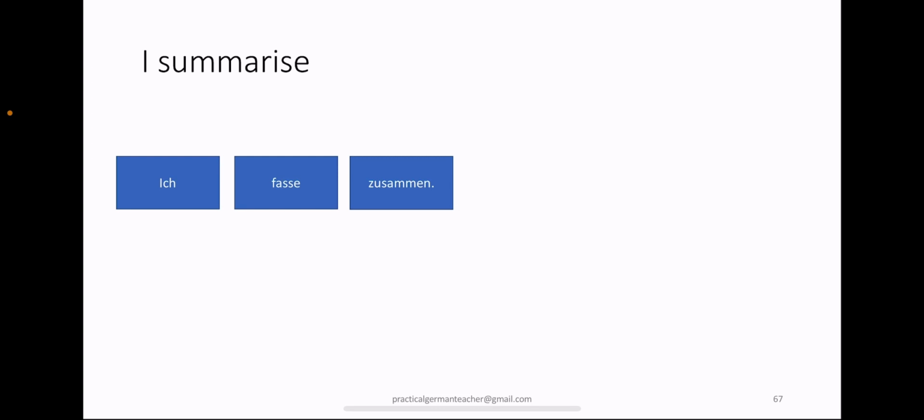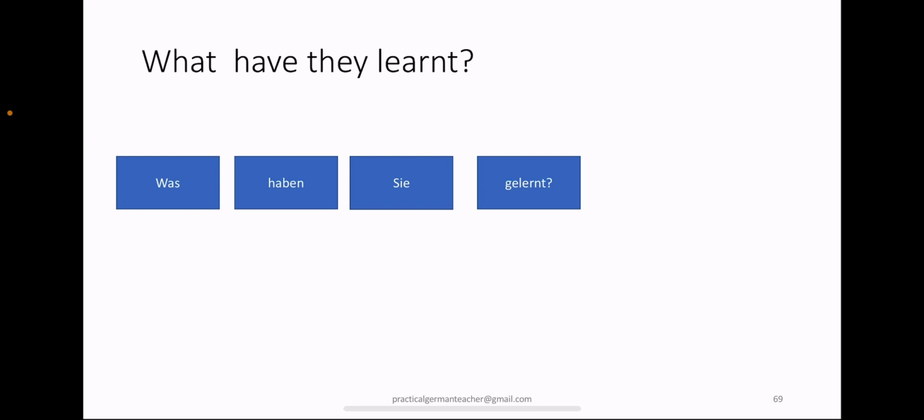So the separable prefix is at the last position, and the fassen for ich is ich fasse. Fasse. What they have learned. So at the end, I summarize what you guys have learned. So was haben Sie gelernt? Right? Again, this is participle zwei, right? So grammar. At the first position you have the W word. At the second position you have the helping verb. So it can be haben or sein. Conjugated for what comes after, that is the subject.